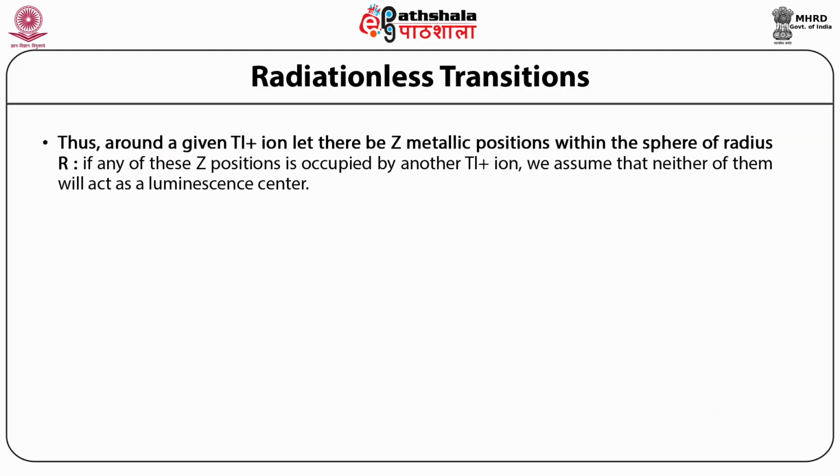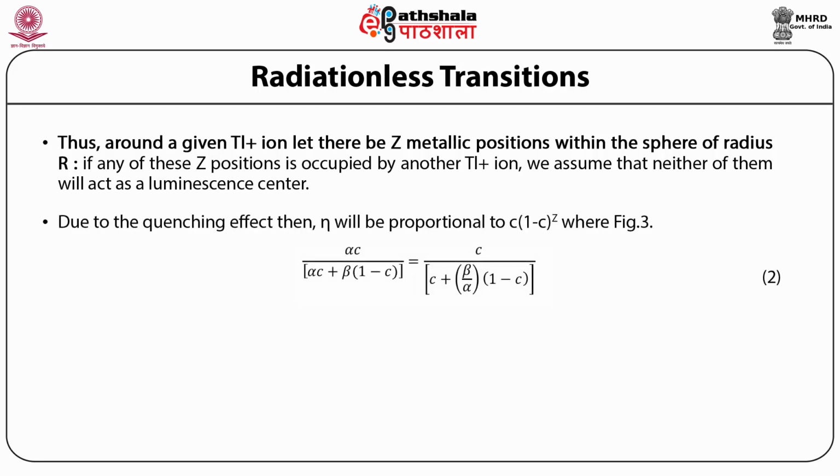Thus, around a given Tl+ ion, let there be Z metallic positions within the sphere of radius R. If any of these Z positions is occupied by another Tl+ ion, we assume that neither of them will act as a luminescence center due to the quenching effect. Then eta will be proportional to C(1 - C)^Z, where, in figure 3, a schematic representation of the luminescence efficiency as a function of activator concentration, C represents the probability that a given metallic site is occupied by a Tl+ ion.